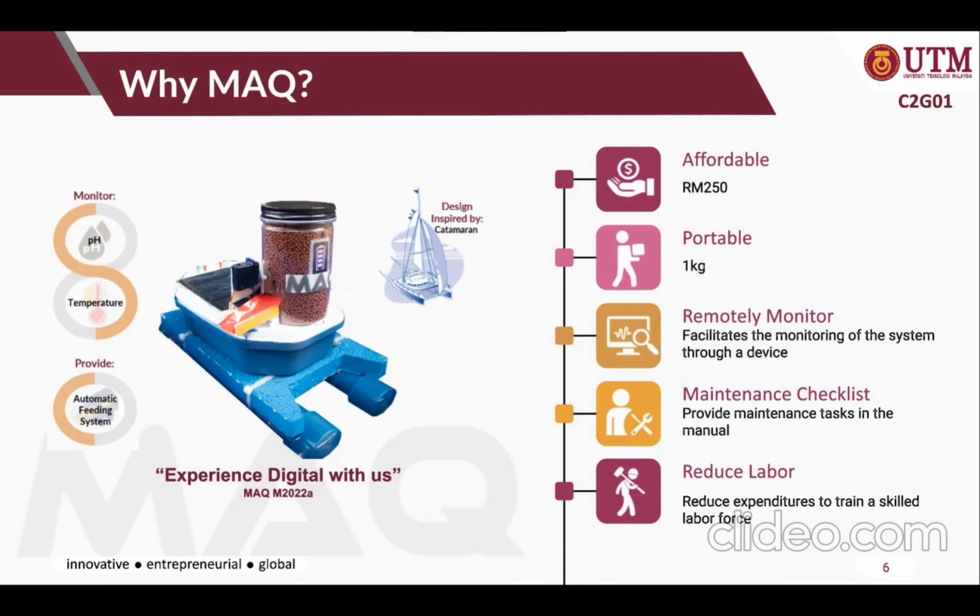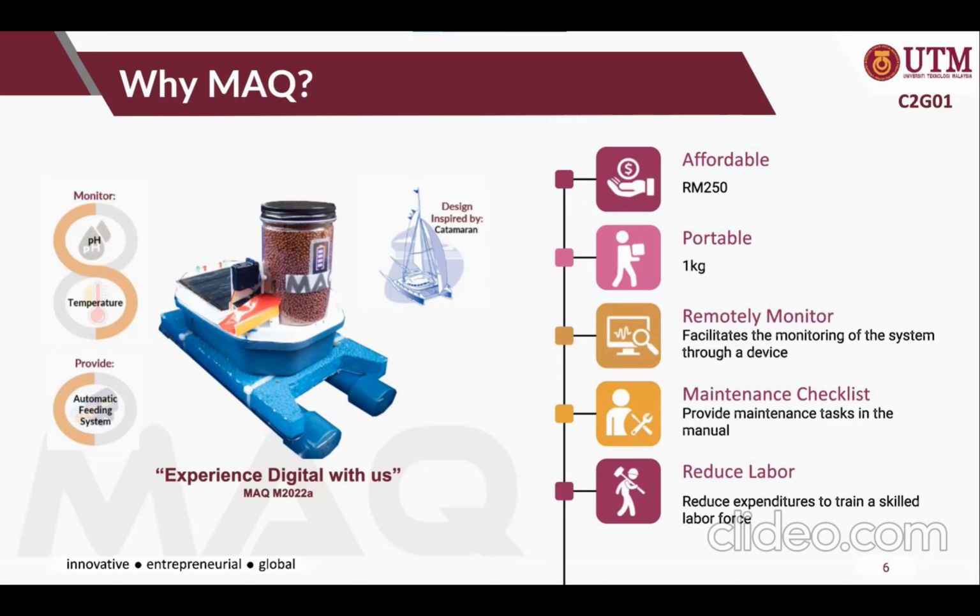Apart from its features, what is so unique about our product MAC? First of all, the product is quite affordable, cost at best around 250 ringgit Malaysia. Furthermore, the product is portable and weighs only about 1 kilogram, so easy to carry. It has remote monitoring features since all the data from the sensors are sent to the Blink cloud and can be monitored from the Blink app over a smartphone.